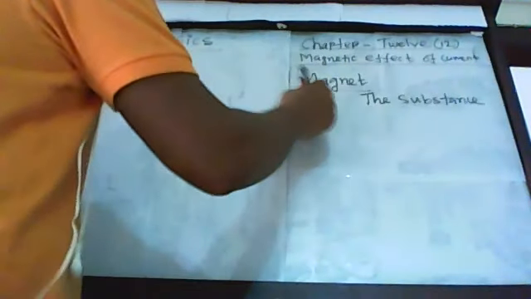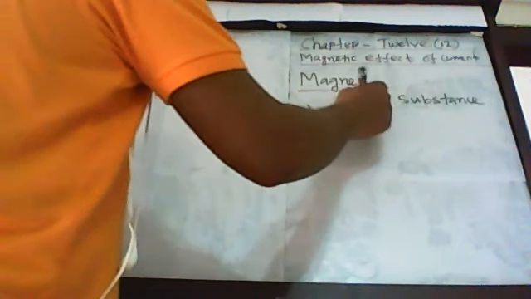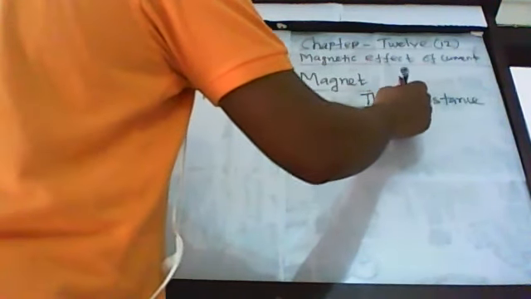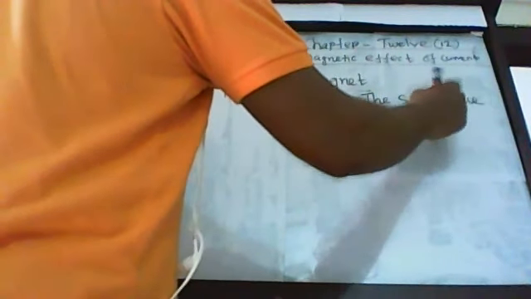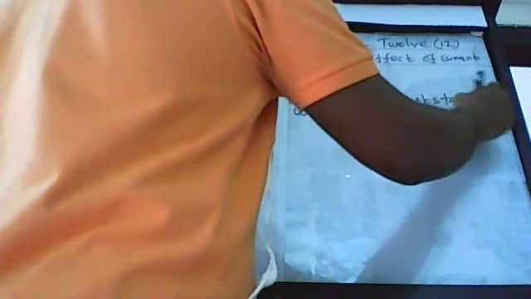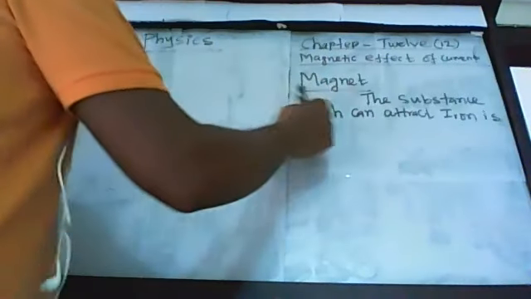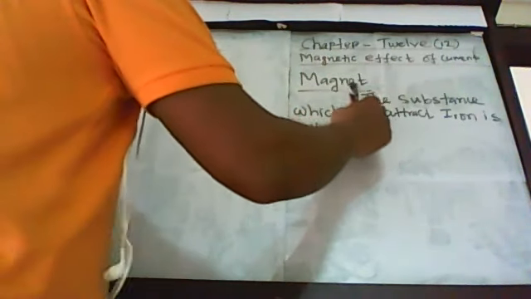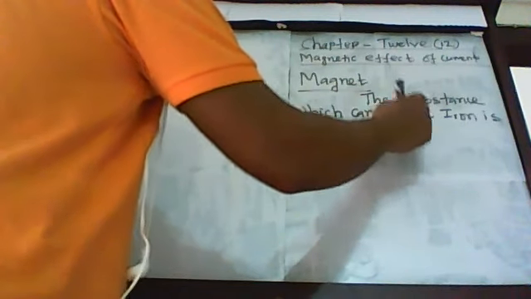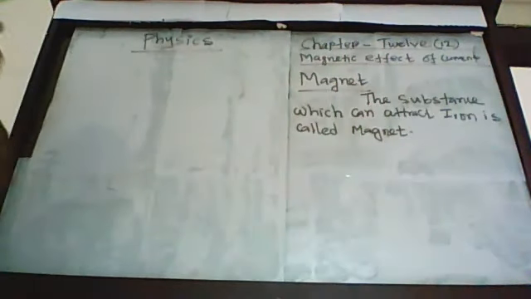I can write down here: the substance which can attract iron is called magnet. Listen to me, boys and girls. Magnet can attract iron, nickel, cobalt.